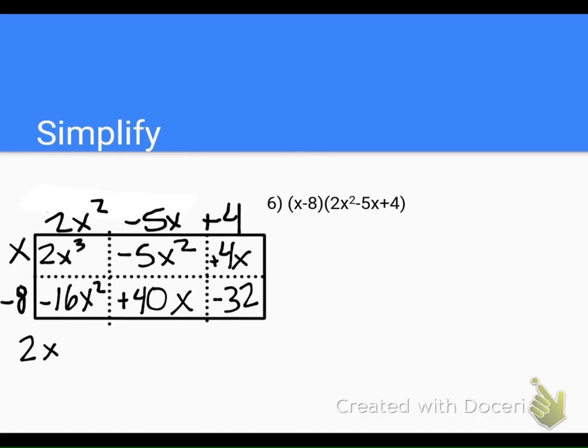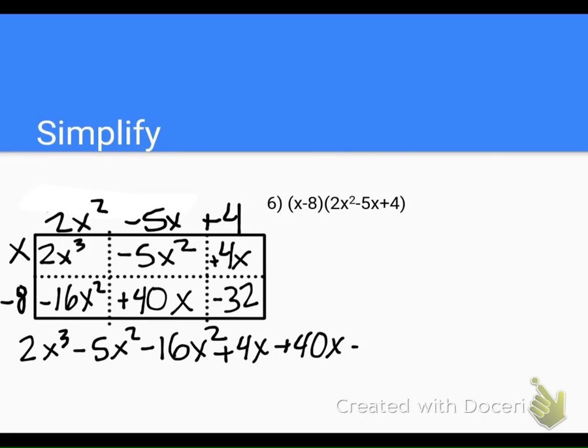Alright, adding these terms gives me 2x cubed minus 5x squared. And instead of writing this term next, I'm going to write the terms in descending order, and I see I have another x squared right here, so I'm going to write that next. So 2x cubed minus 5x squared minus 16x squared. I'll go back and get this x term now, so plus 4x plus 40x minus 32.